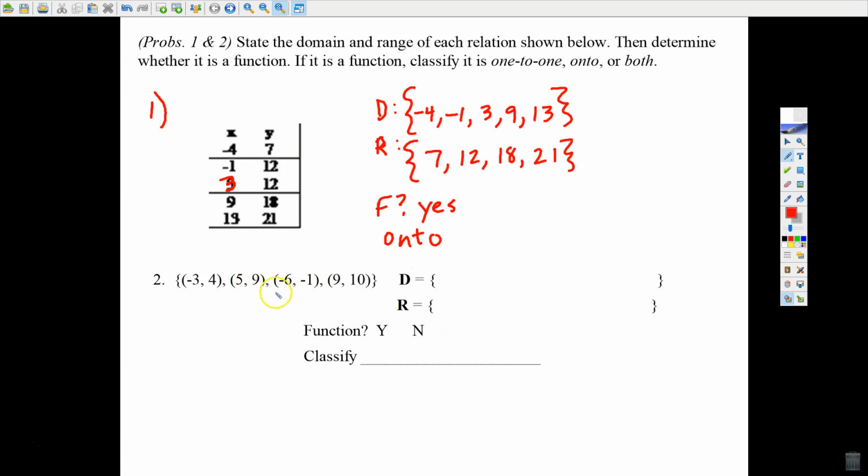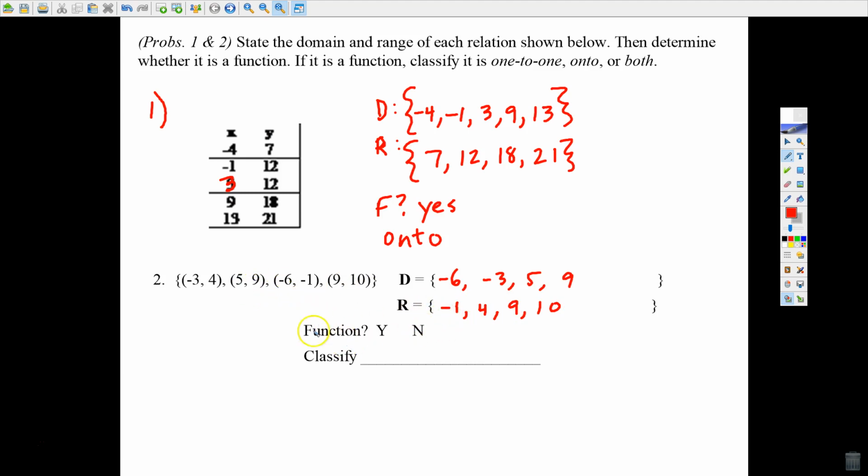Okay, so very similar process here for number 2. The domain will be the x-coordinates, and I'm just going to write them in low to high order. It wouldn't be wrong if you didn't. -6, -3, 5, and 9. And then the range the same way. We'll start with -1, then we will go 4, 9, and 10.